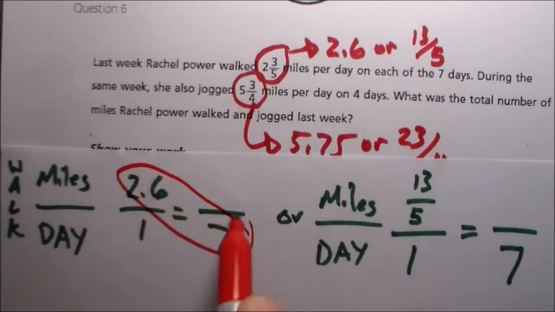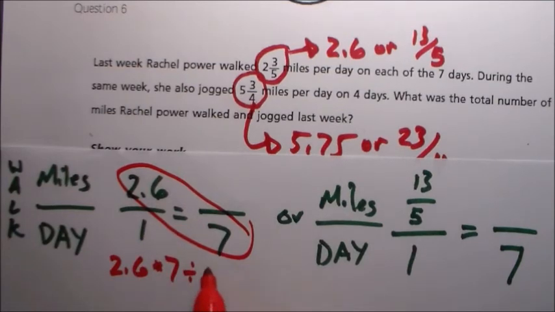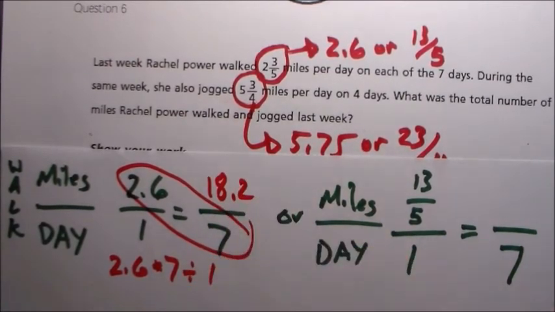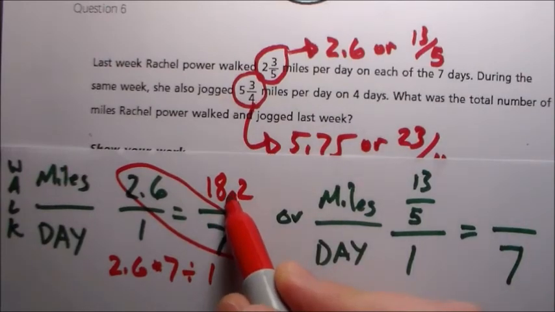Now let's just do some cross multiplication and division. 2.6 times 7 divided by 1. We can do that. That will be 18.2. Plug that in your calculator, do it out longhand. You're going to get 18.2.